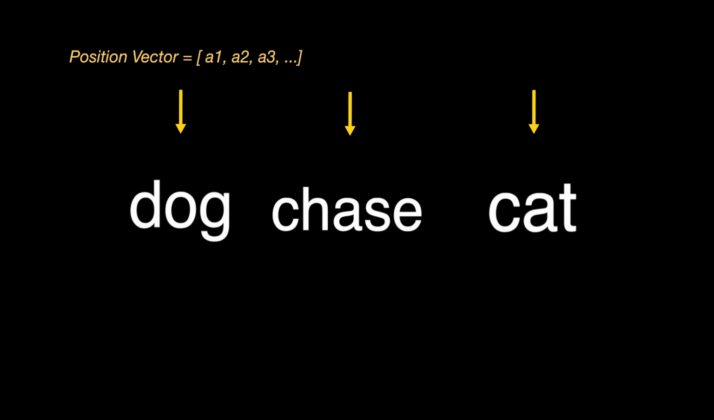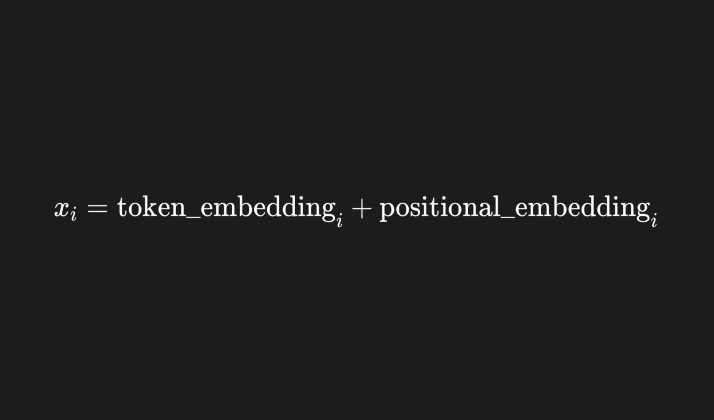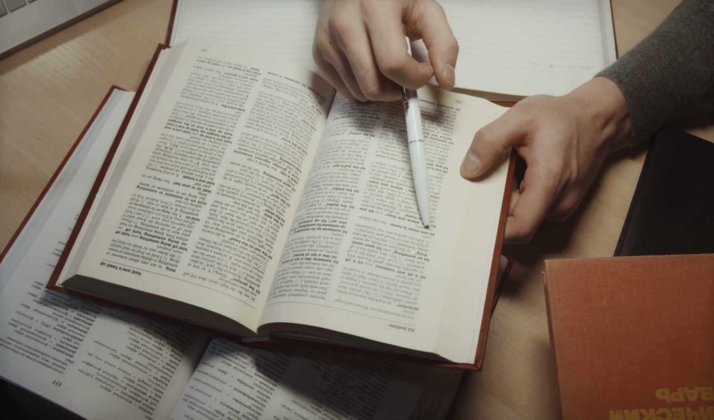The fix is clever. For each token, we add a position vector, a set of numbers that says, I'm the first, I'm the second, and so on. Mathematically, it's simple. You have x, for example, which is the token embedding plus the positional embedding, just vector addition. But that tiny trick gives the model a map of word order.